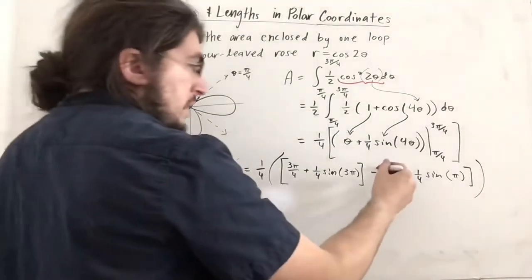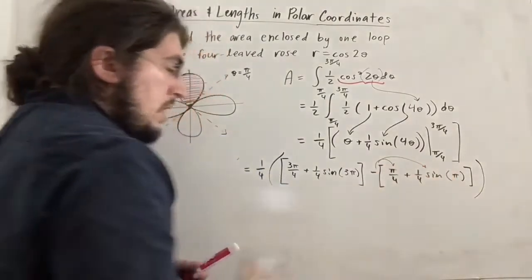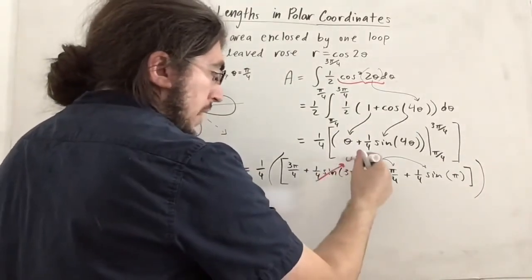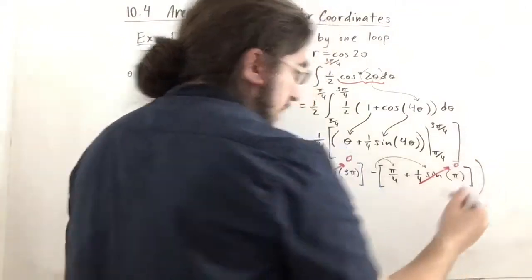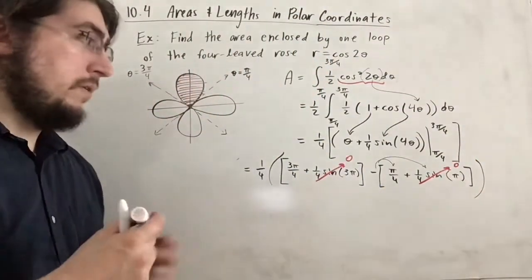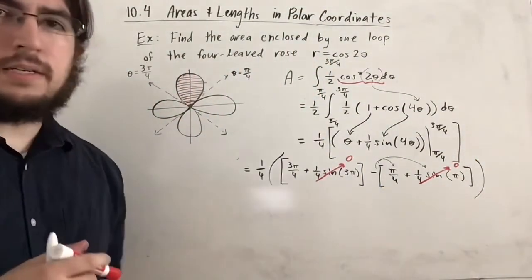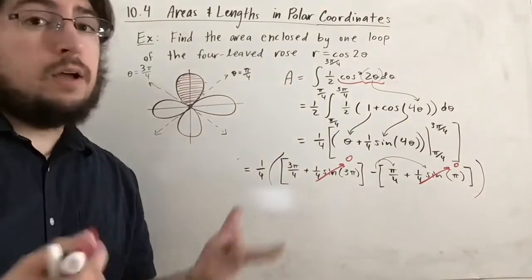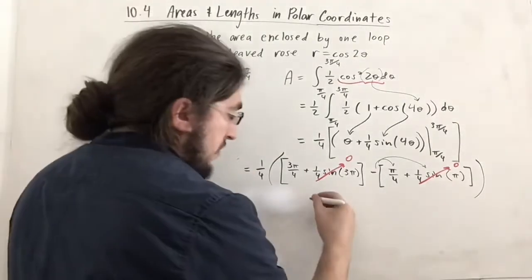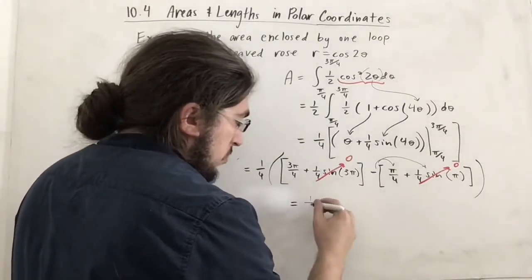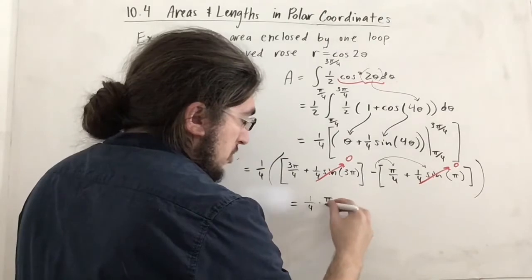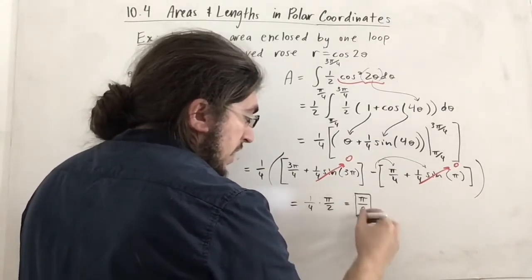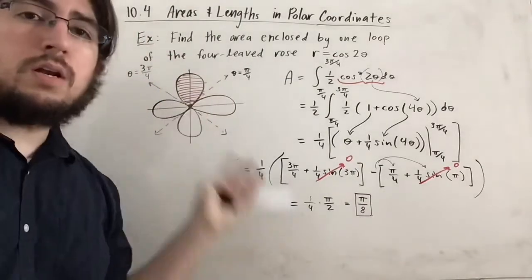Now, of course, if we distribute this negative, we will get, well, first off, sine of any integer multiple of pi is 0. So that term actually doesn't need to be there. In fact, all we're really doing is 3 pi over 4 minus pi over 4, which is 2 pi over 4, which reduces to pi over 2. So our answer really is just 1/4 times pi over 2, which is indeed pi over 8. And if you did any other angles that enclose one loop, you'll get the same thing.